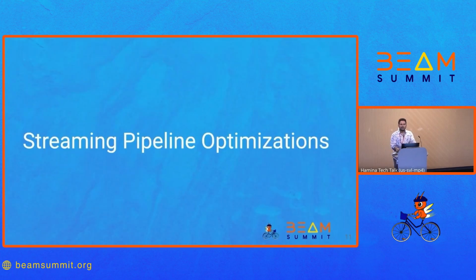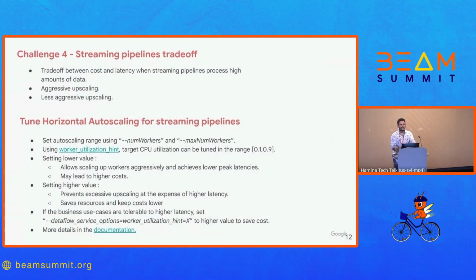So moving on to streaming pipelines. When you're running a streaming pipeline, oftentimes you get an increase in volume of data. So now you have two ways to deal with it. One, you can aggressively scale the number of workers and try to consume your backlog faster, achieving lower latency. The other way is, I'll scale less aggressively and consume the backlog a little slower, but this is going to cost me higher latency, but it is going to reduce the cost.